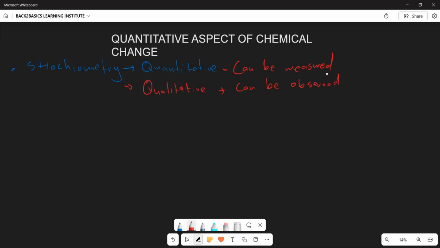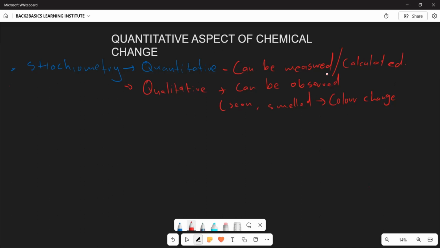For example, things that can be seen or smelled within a reaction. When you are doing the qualitative, that's where you are looking at things such as your color change. Whereas in quantitative, you are referring to things that can be calculated, right?